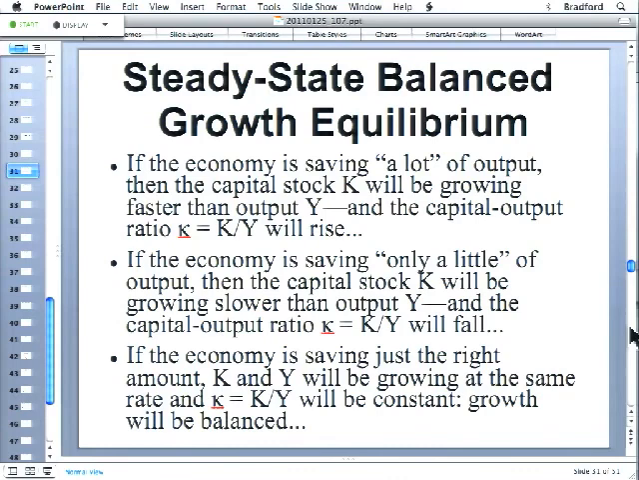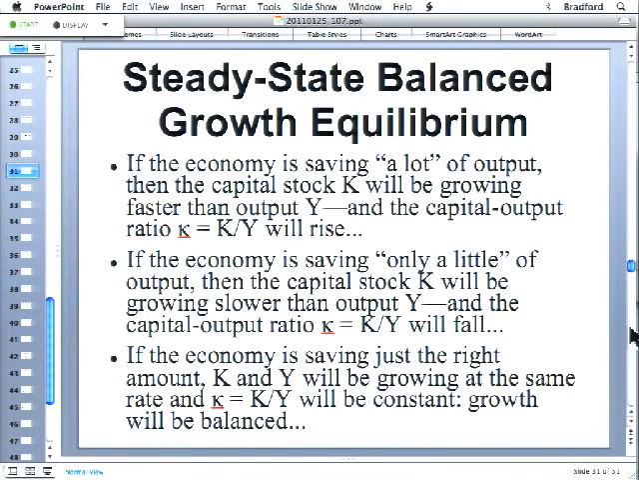And then what is just the right amount, when we say the economy has to be saving just the right share of production? Well, it's easy to figure out. The textbook goes through this in exhausting detail. It's simply a property of our particular production function. After all, if the capital stock K goes up by 1%, then Y goes up by alpha percent.